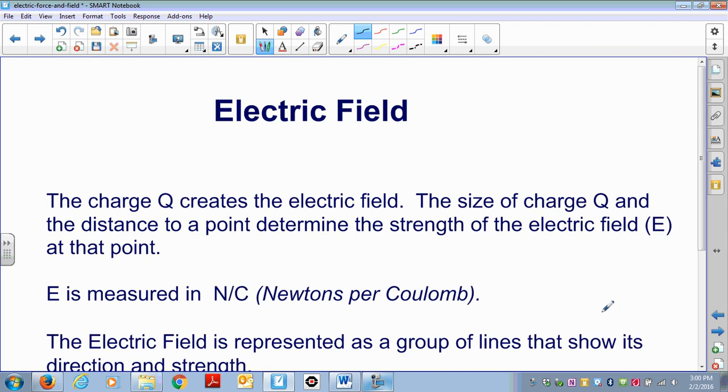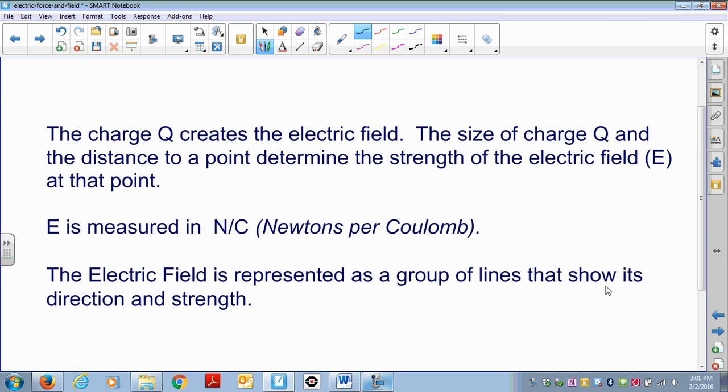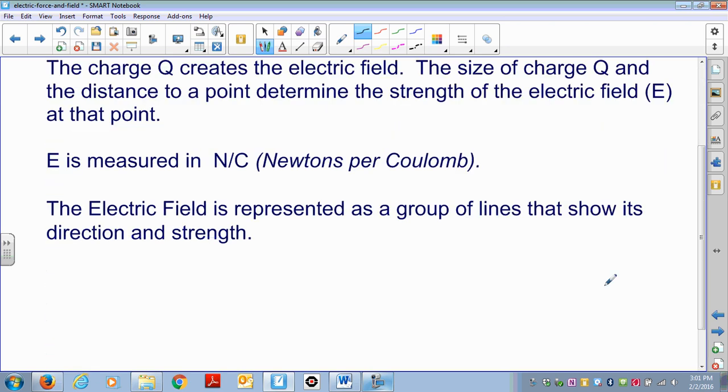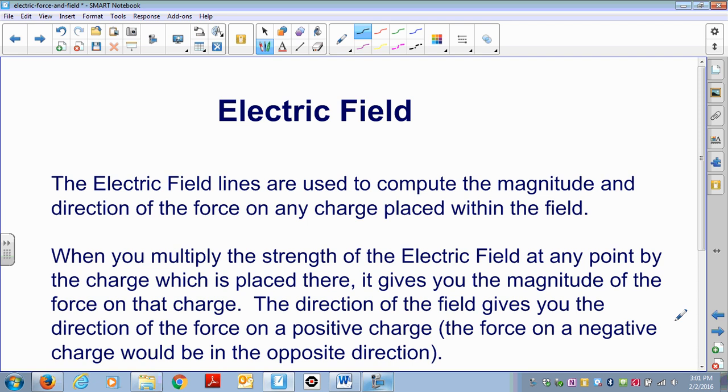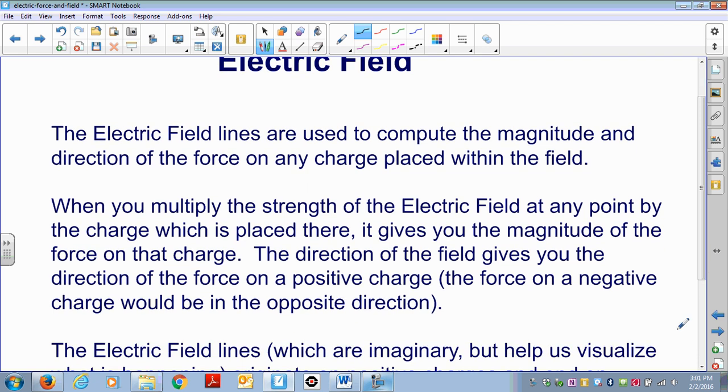The charge capital Q creates the electric field. The size of charge Q and the distance to a point determines the strength of the electric field at that point. The electric field strength is measured in newtons per coulomb. The electric field is represented as a group of lines that shows its direction but also its strength. The electric field lines are used to compute the magnitude and direction of the force on any charge placed within that field. When you multiply the strength of the electric field at any point by the charge which is placed there, it gives you the magnitude of the force on that charge.